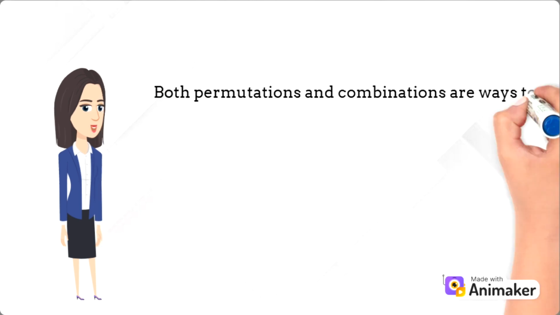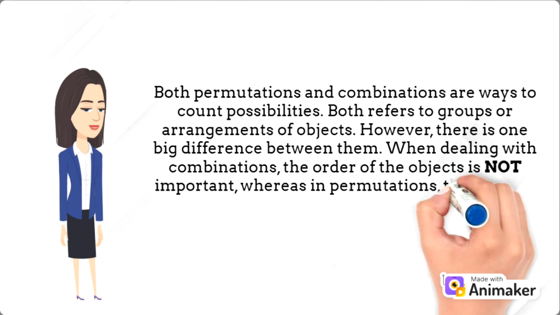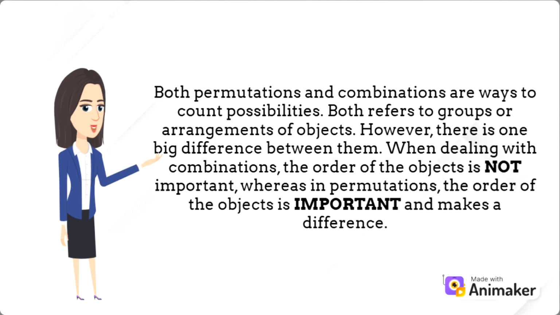Both permutations and combinations are ways to count possibilities. Both refer to groups or arrangements of objects. However, there is one big difference between them. When dealing with combinations, the order of objects is not important, whereas in permutations, the order of objects is important and makes a difference.